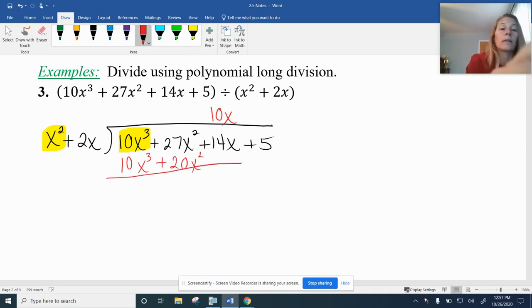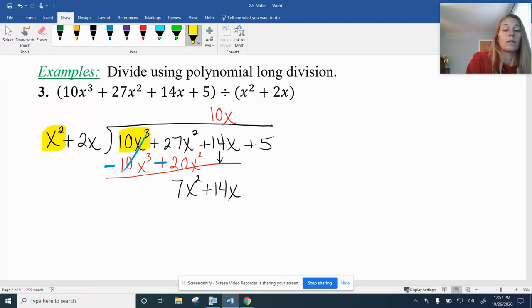Now I'm going to subtract. Make sure you're subtracting both terms. So 27 minus 20 is 7x squared. And then, of course, I'm bringing down that next term, which is just 14x.